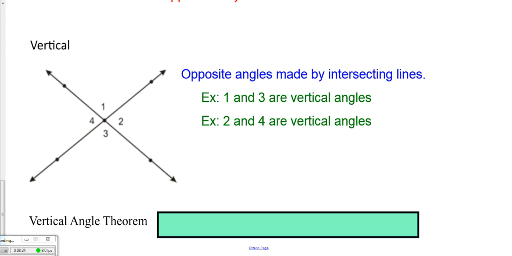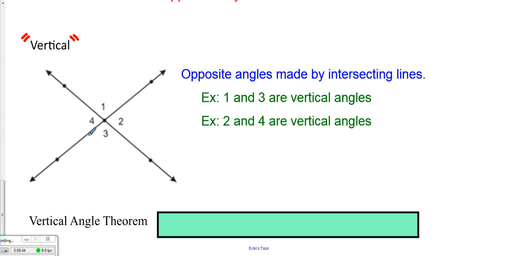This term, vertical, you can almost put quotations around it. It doesn't mean vertical as though up and down. Vertical angles are just across from each other when you have crisscrossing lines. 1 is vertical to 3, 2 is vertical to 4. There is a vertical angle theorem.